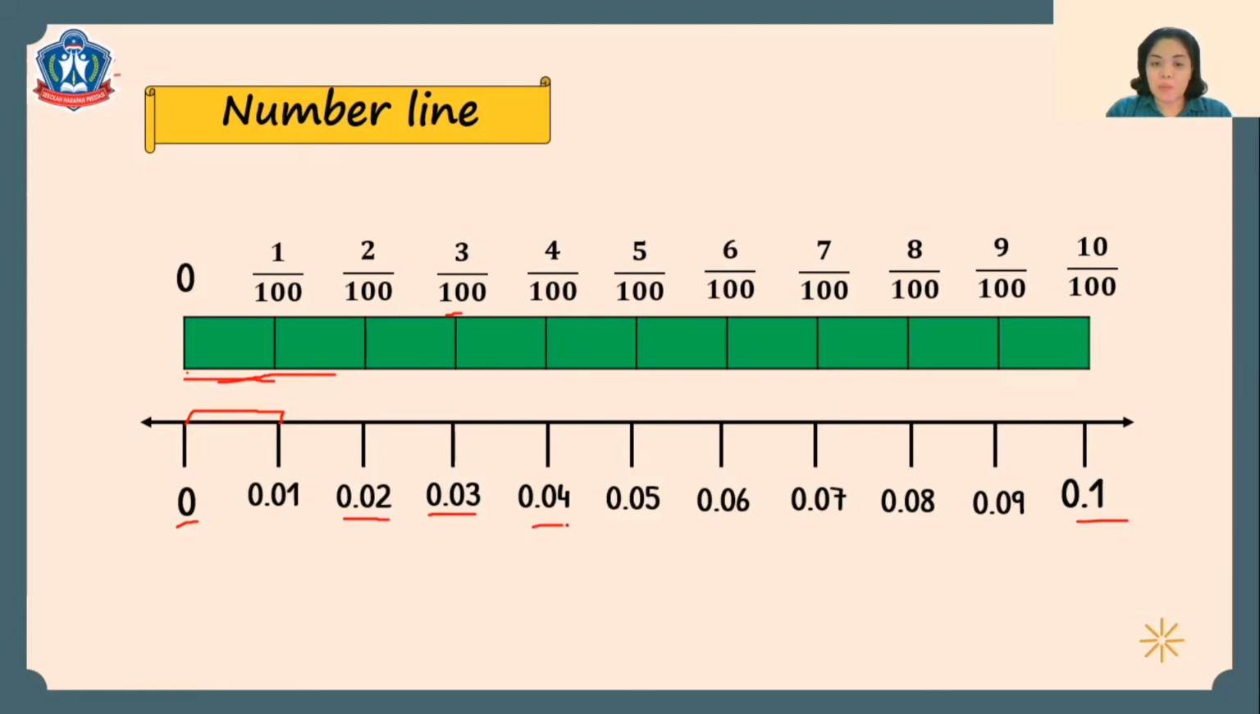4 hundredths is 0.04. 5 hundredths is 0.05. 6 hundredths is equal to 0.06. 7 hundredths is 0.07. 8 hundredths is equal to 0.08. 9 hundredths is equal to 0.09. Then 10 hundredths is equal to 0.1. So this is how to show decimal numbers on a number line.